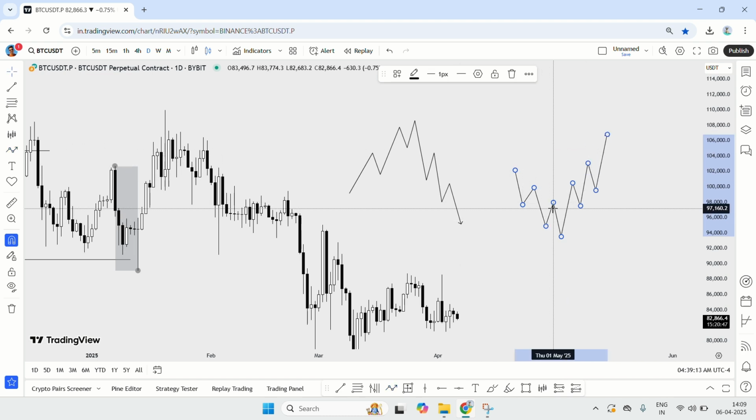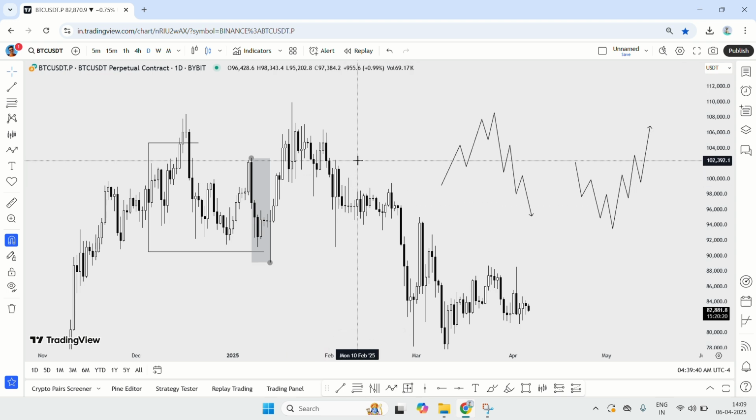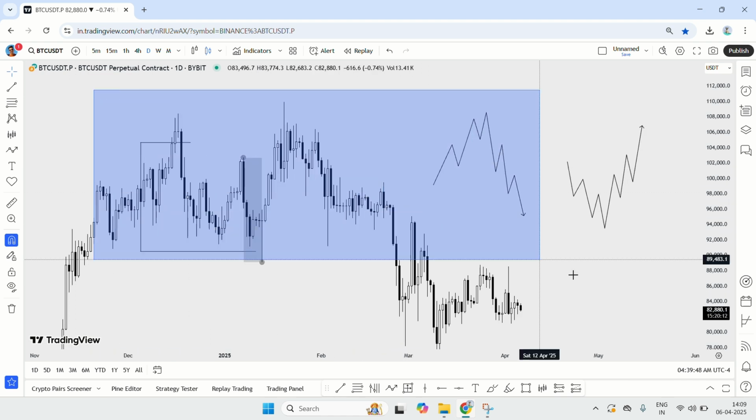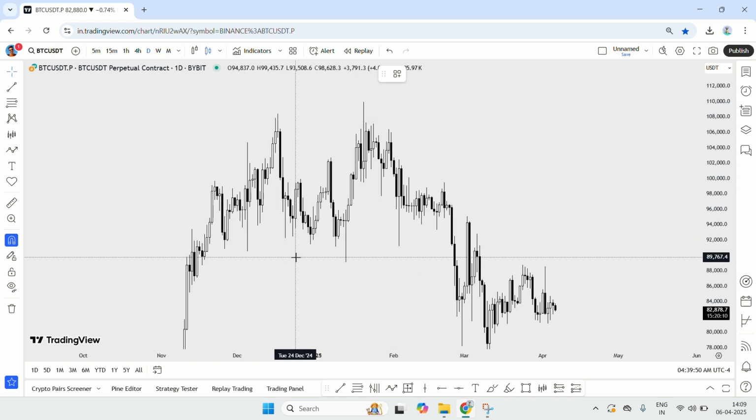So this up move becomes a manipulation leg for this down move, but this down move becomes a manipulation leg for this up move. Same thing here, this down move from this high to this low becomes a manipulation leg for this up move, but this up move becomes a manipulation leg for this down move. Okay, so market just does this. It manipulates higher and then it will go lower, it will manipulate to the downside to go upside.